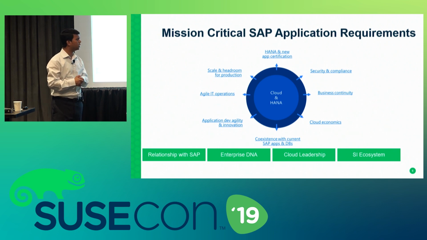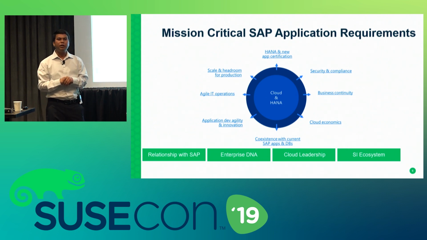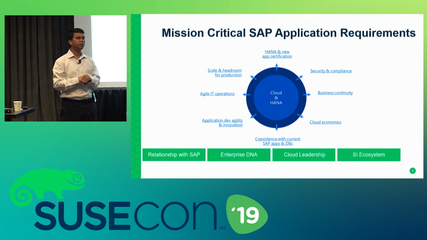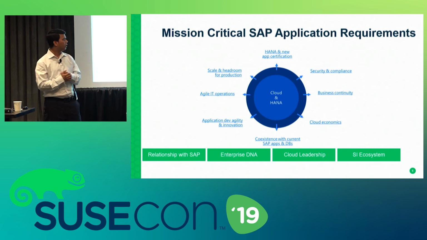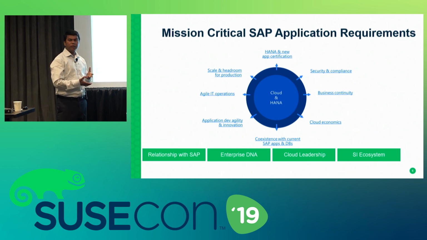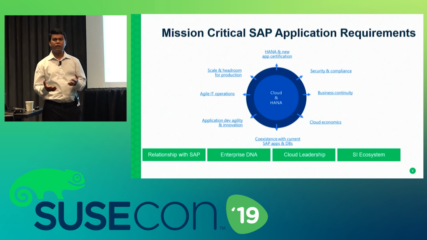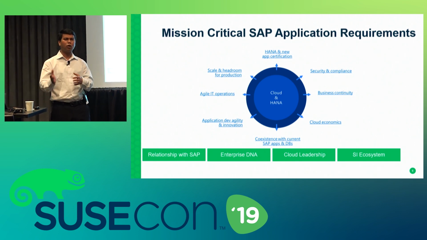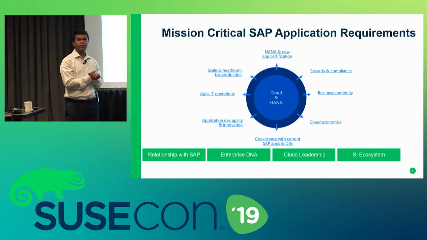You also want to understand what kind of enterprise DNA your cloud provider has. They must understand what downtime means for an SAP system. They must understand that if the SAP system is down, a factory could itself be down in some scenarios. So they need to understand that impact and the enterprise-level support scenario. Cloud leadership: you also want to look at the Gartner report to see which cloud provider is where and how they are progressing, because you are making a lot of investment and want to ensure that you choose the right one. And then the SI ecosystem.